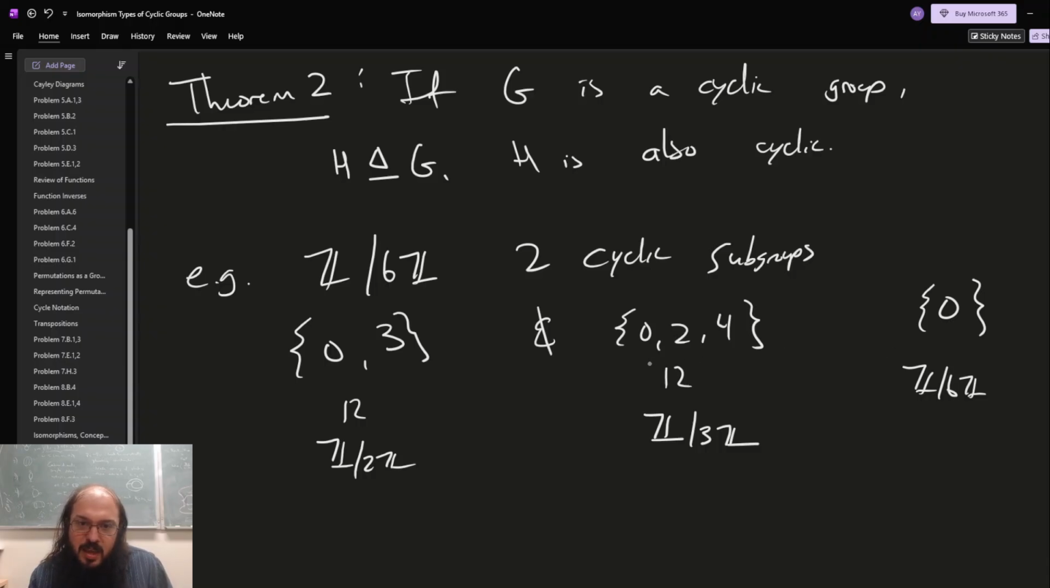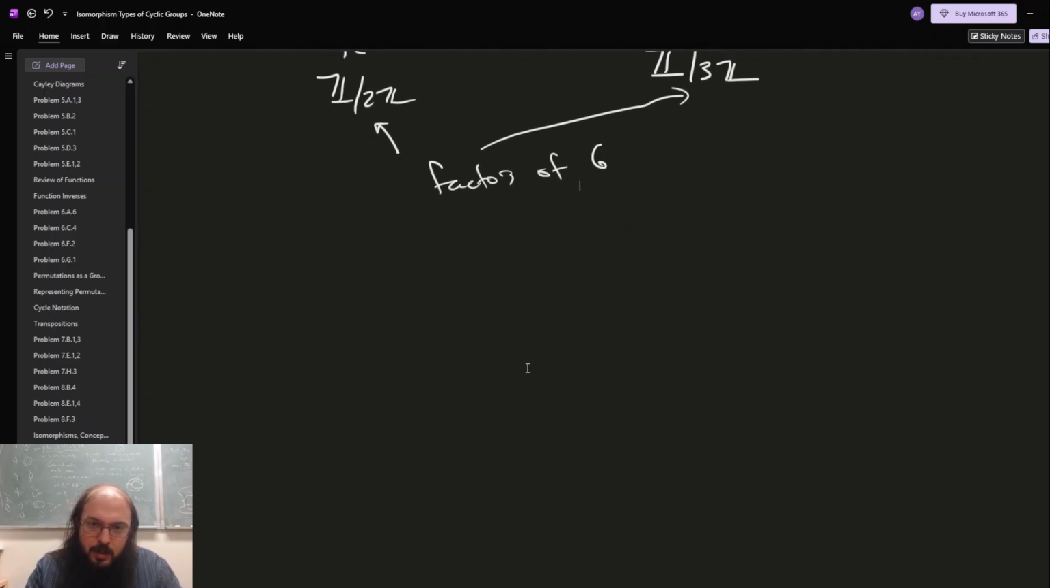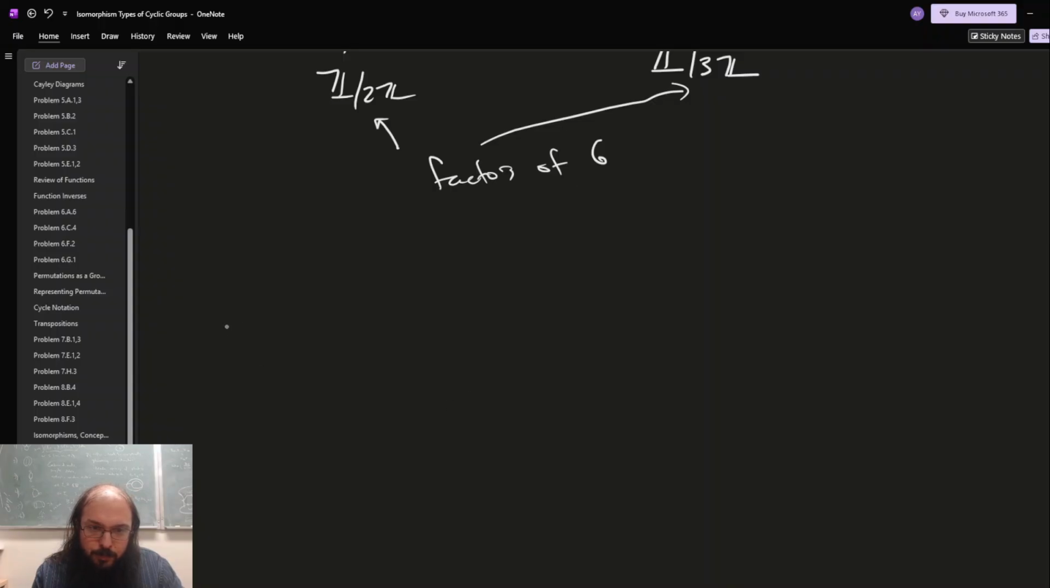So in other words, what we're seeing here is that the subgroups of this cyclic group are determined by the factors of 6, right? We have 2 and we have 3, the factors of 6, and the smallest non-zero element that you see in the group is what you get when you divide 6 by 2, you get 3, or 6 divided by 3 is 2. All right, with that in mind, let's look at a proof.